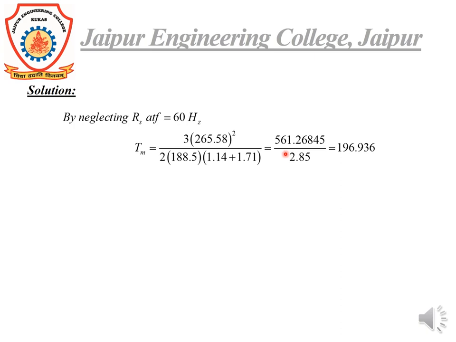Now we will divide it by 2.85. As we calculate this, we will get 196.936 Newton meter. So this is the maximum torque for 60 hertz when stator resistance is neglected.